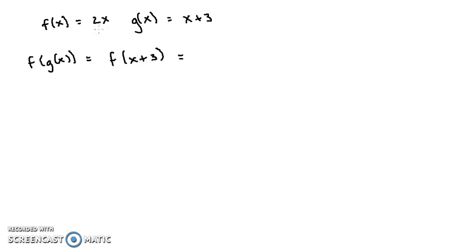So x is going to become x plus 3. We're going to get 2 times x plus 3. Don't forget those parentheses because they're important. And we are going to get 2x plus 6. Okay, so there's another example of finding f of g of x.